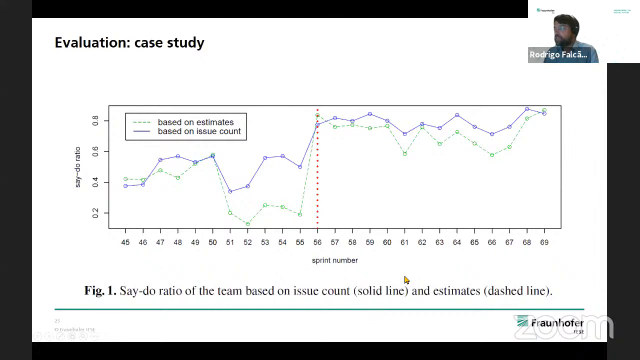And this is the main picture of the result. This picture covers sprint 45 to sprint 69. These were all the sprints in the year of 2019. And here in sprint 56, we introduced our practices. And yeah, visually we can see that there was improvement in the say-do ratio. It was floating here below 60%, and then we had, at least visually, a better say-do ratio when we applied the techniques or the practices. But now let's check the hypothesis.